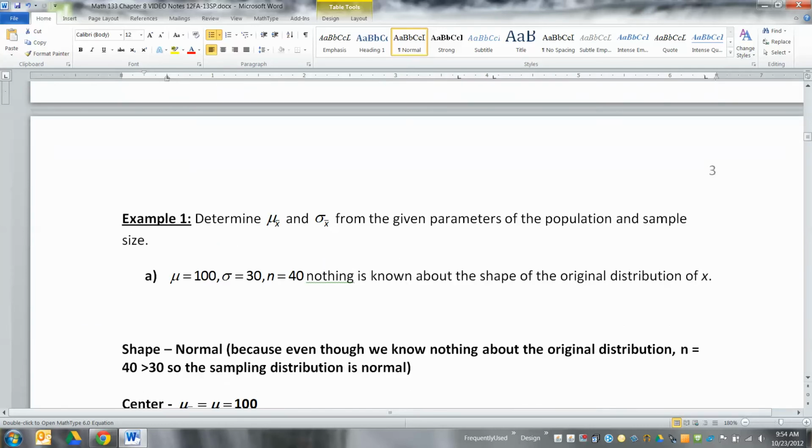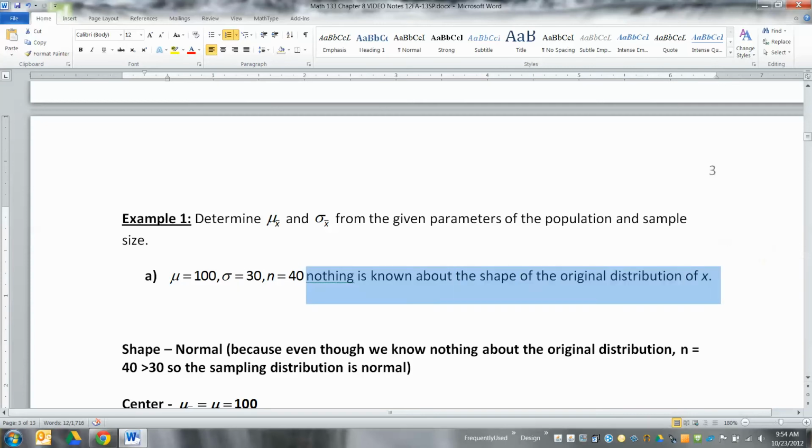So I need to find the mean of the means, and I need to find the spread of those means. How far apart are the rooms from each other, and what would be the collective average? Suppose that mu is equal to 100, so the population mean was 100, sigma was 30, and n is equal to 40, and I know nothing about the shape of the original distribution.